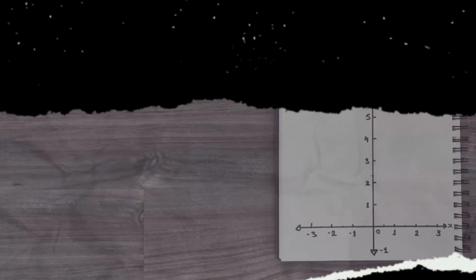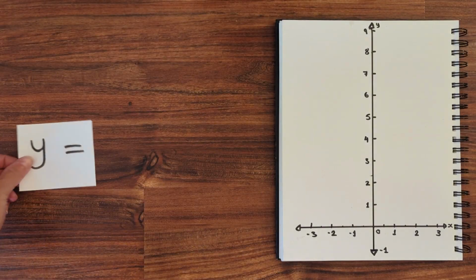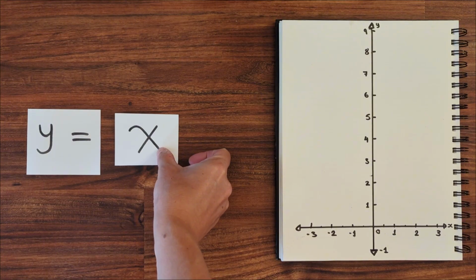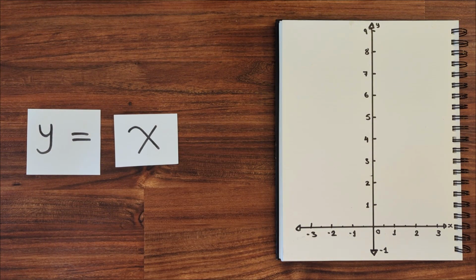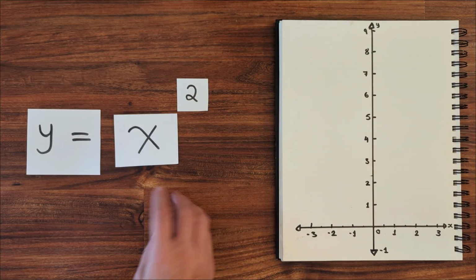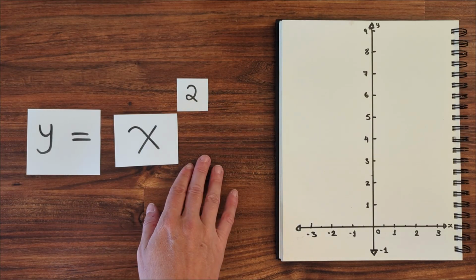But if we want to send a rocket to space, we're going to have to get a little bit more technical. Well, as most equations, we're going to start with a y equals. After the equal sign, we place an x. The thing that draws the parabola is this little guy, the squared, which means we're multiplying the x value by itself.